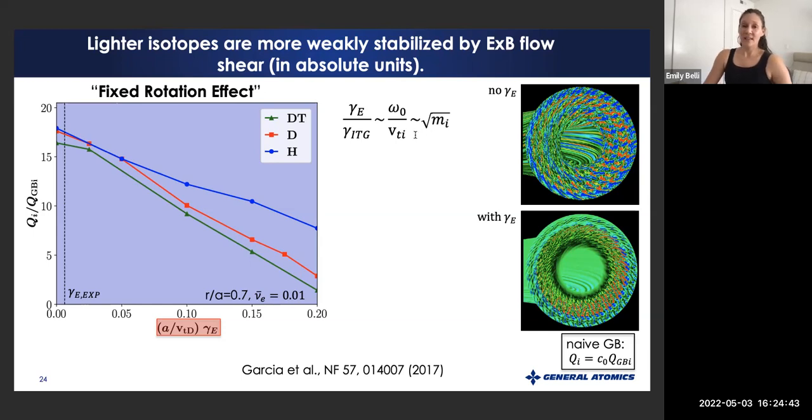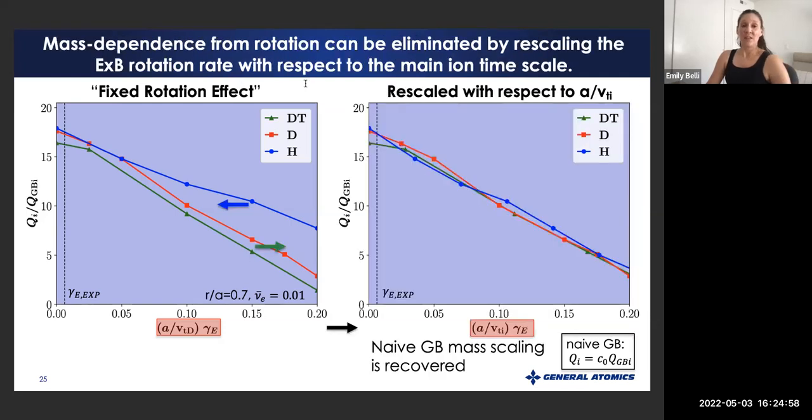And this indicates that the effectiveness of the E cross B flow shear for quenching the turbulence decreases as the ion mass decreases from DT to D to H, as we see here. So we will refer to this as the fixed rotation effect. However, as with collisions, the apparent mass dependence from rotation can be eliminated by rescaling the E cross B rotation rate with respect to the main ion thermal timescale a over v thermal i, as shown in the right plot, and naive gyroBohm mass scaling is again recovered.